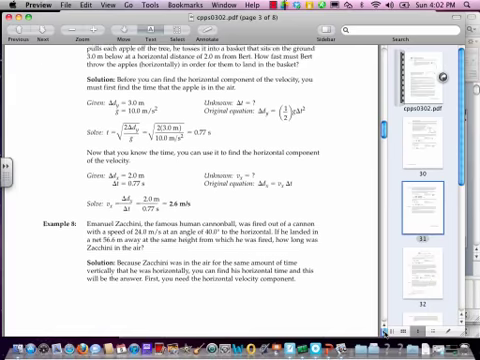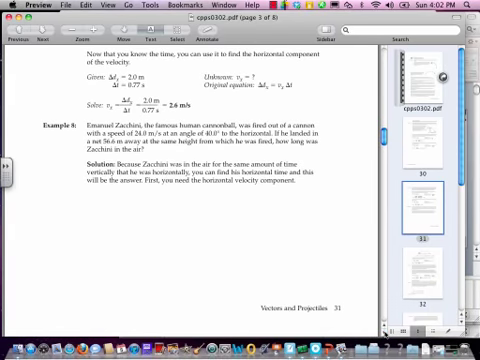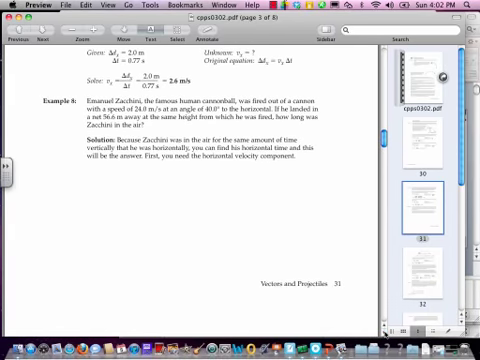All right, let's work number 8. Emmanuel Zucchini, the famous human cannonball, was fired out of a cannon with a speed of 24 meters per second at an angle of 40 degrees to the horizontal. If he landed in a net 56.6 meters away at the same height from which he was fired, how long was he in the air?